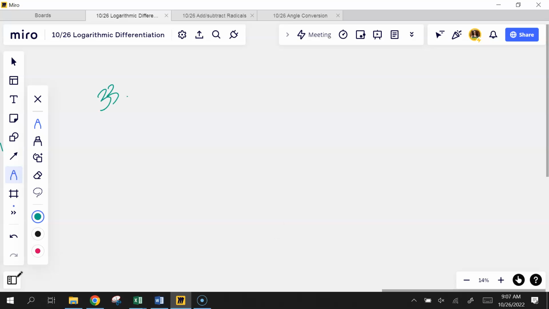33. 33 is one that looks terrible, but it's really not terrible. Find the derivative. I'm going to use power rule because this is just a constant, right? Pi times x. That's it. Yeah, treat it just like any other. That's it.